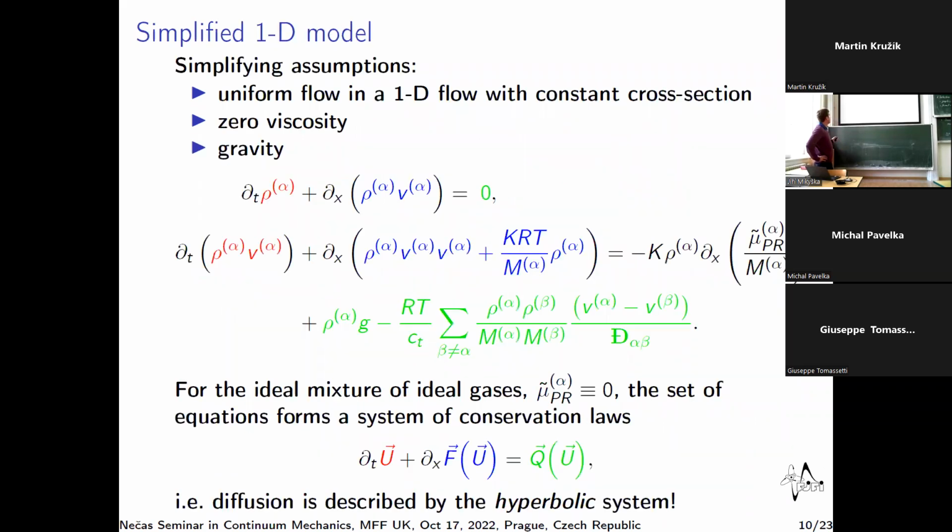So I'm going to simplify the model into 1D. Basically, I'm assuming a uniform 1D flow with constant cross-section and zero viscosity, and the only driving force or outer force would be gravity. So now let's take a look. These are the mass balance equations in the usual form, and this is the momentum balance after some simplification.